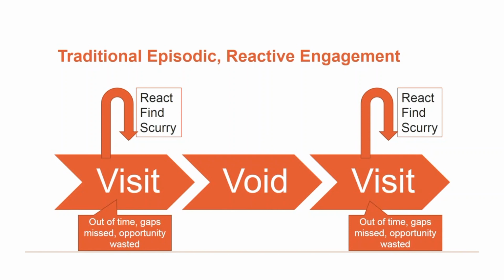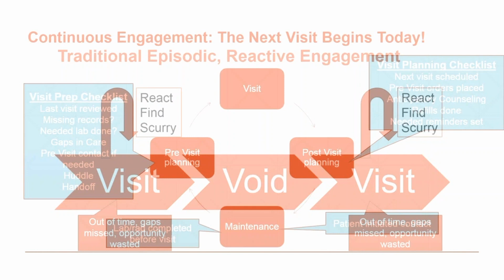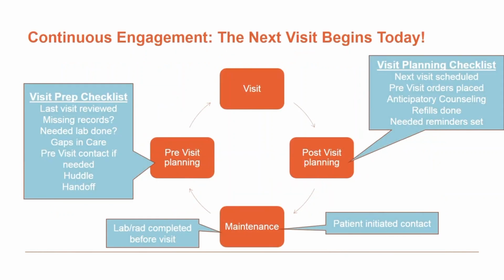The pre-visit planning and advanced rooming looks at visits as a continuous engagement. So you're continually thinking about this relationship as a wheel, essentially. So it starts with pre-visit planning. So there's a checklist.